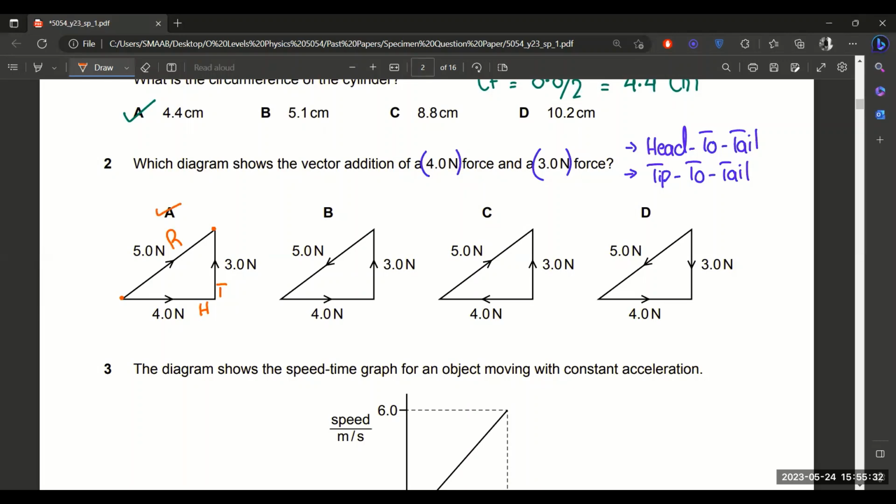In option B, the head to tail rule is perfect, but there is a problem in the resultant force, because the direction of the resultant force is reversed, that is from B to A. In the other options there is a problem in the head to tail rule, because both vectors are combined using tail to tail, and over here both vectors are combined in a head to head manner. So that's why option A is the right choice.